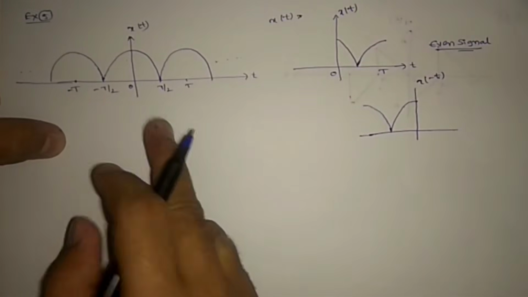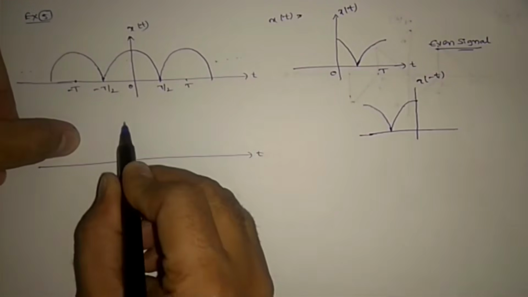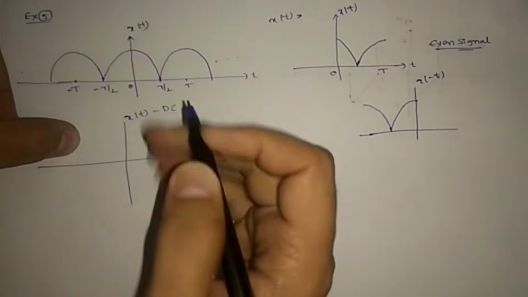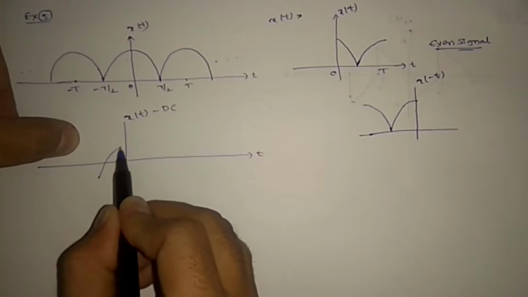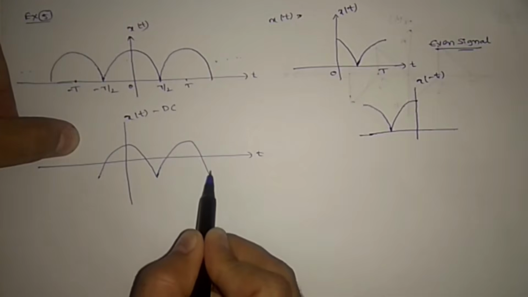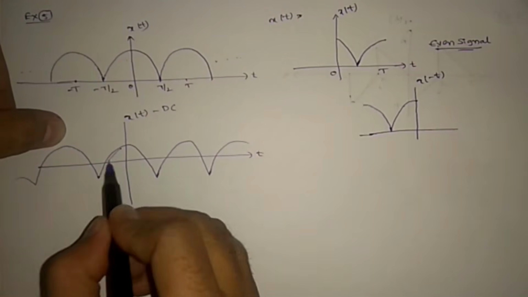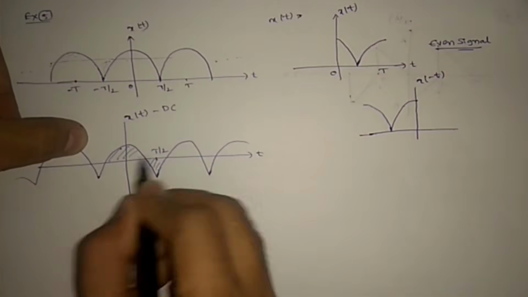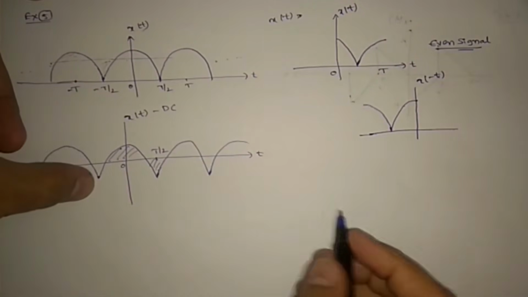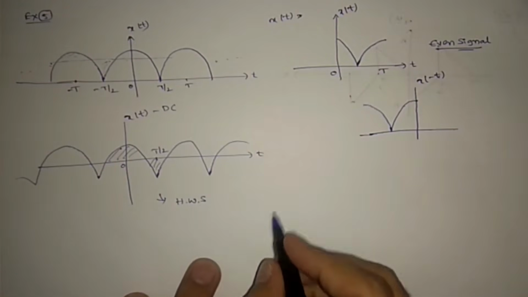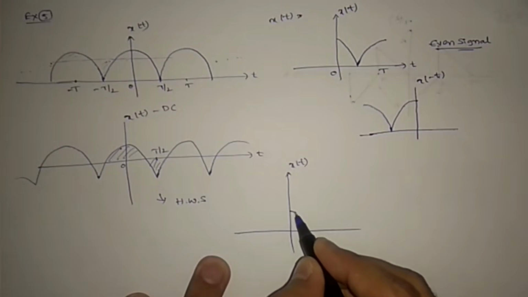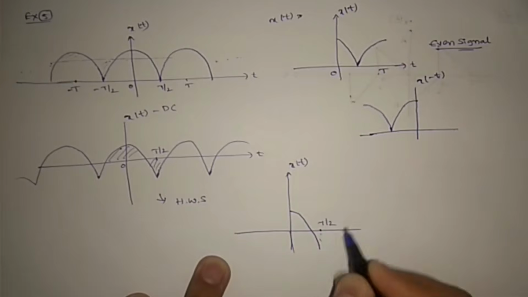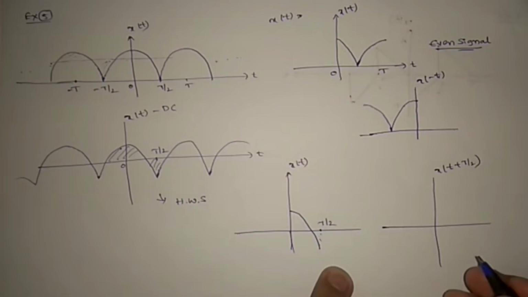We cannot tell directly, but we will take some approximation: x of t minus some DC value. If you subtract, this complete waveform comes down, right? So I will take some approximation here, something like this, where this area and this area should be the same, and here we have T by 2. Up to here only I will take for half wave symmetry. So we need to prove that x of t, from here to T by 2, we shift by x of t plus T by 2. So this will be here, right?